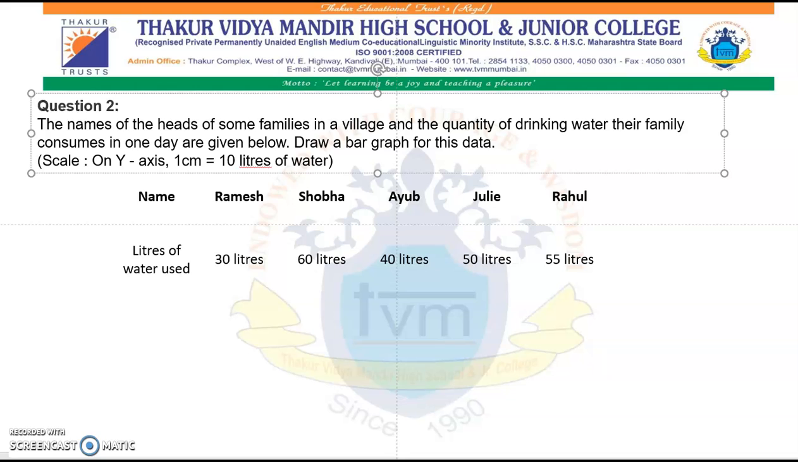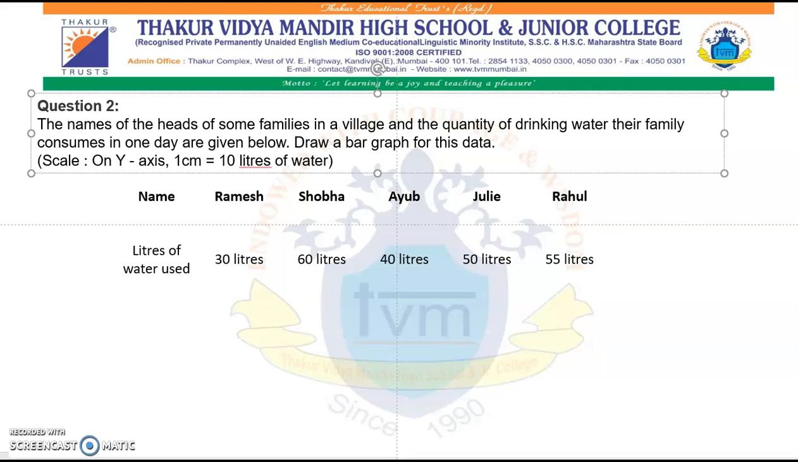Question 2. The names of the heads of some families in a village and the quantity of drinking water their family consumes in one day are given below. Draw a bar graph for this data. Scale on y-axis: 1 centimeter equals 10 liters of water. The scale is already given, so we have to use that scale only.